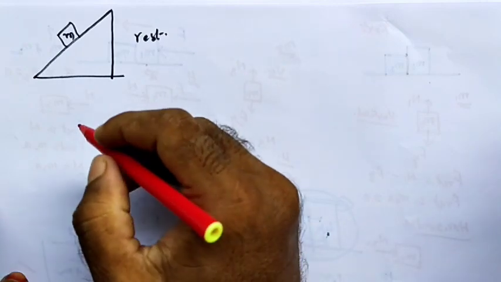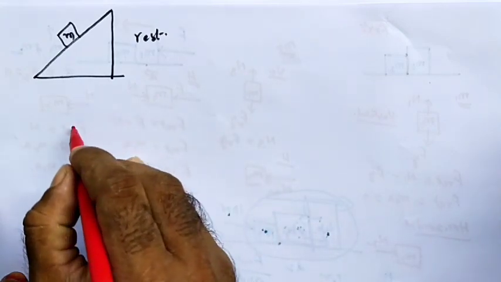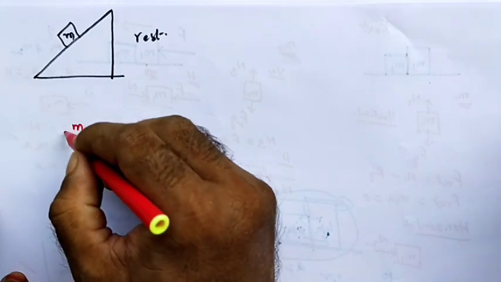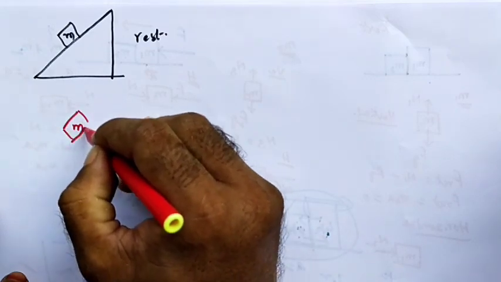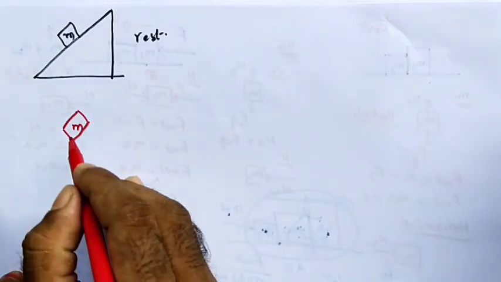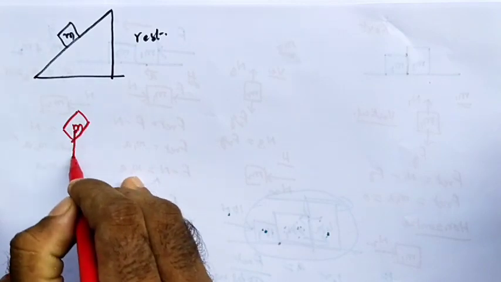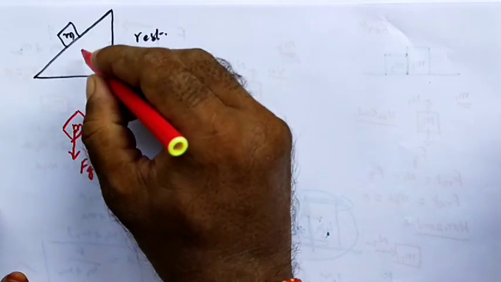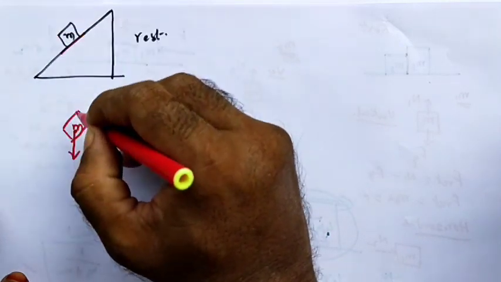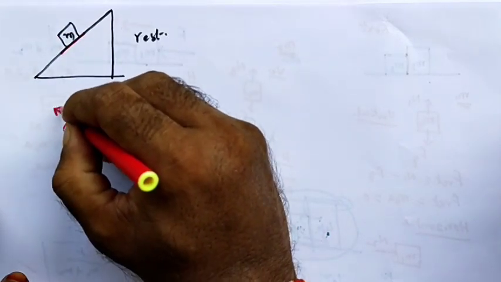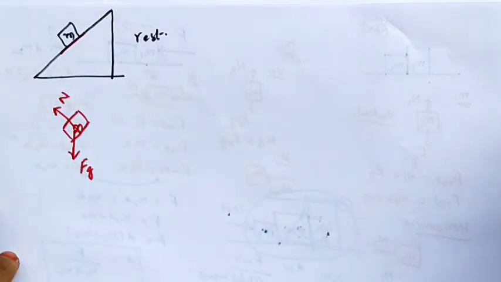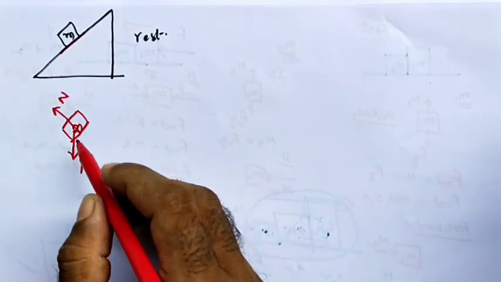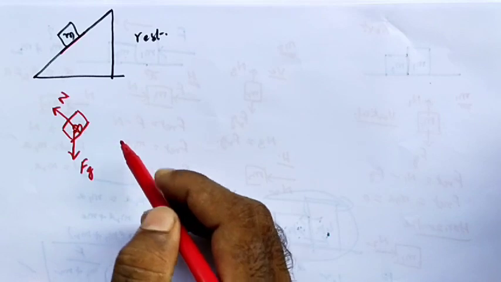Now let us see. This is our body. Now first, how many forces will act? One is the gravitational force, which acts vertically downward. Second one, the normal, acts perpendicular to the surface. This is the surface, so perpendicular. So in this way it will be your normal. Now see, in this case these two forces are not acting horizontally or vertically.